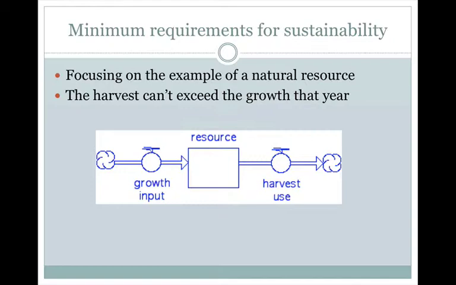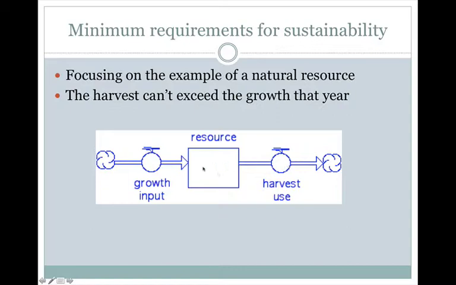At the very end, I'll talk about something else, a human and economic example. But I just want to talk about what's the minimum definition of sustainability and how using a systems approach can help. So first thing we would need to know is that the harvest can exceed the growth in any one year. And if you look at this as a stock and flow system, we have the resource, we have the growth of the input, and the harvest use is the output.